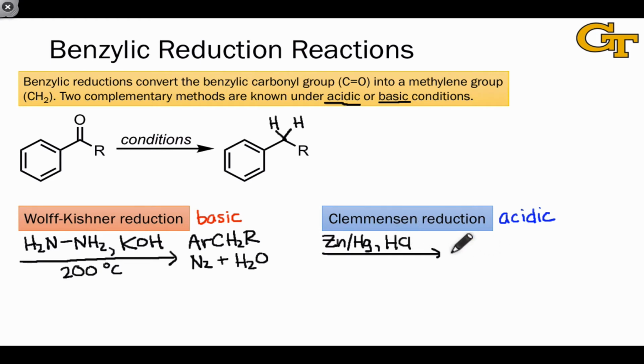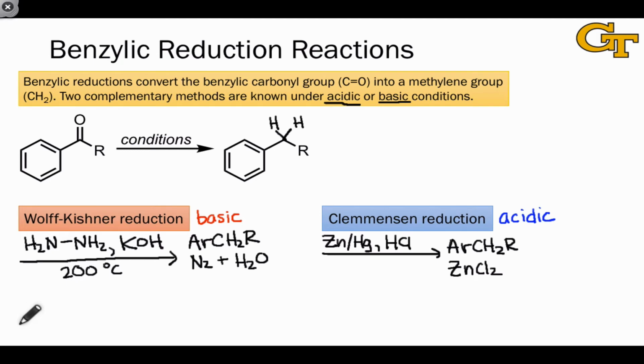And here, the products include, once again, the reduced primary alkyl aromatic compound, ArCH2R, along with zinc chloride, ZnCl2. One interesting point about this byproduct is that this contains zinc in the +2 oxidation state, showing that zinc, which started as zinc metal in the zinc-mercury amalgam, has undergone oxidation, as it must if the organic substrate undergoes reduction, as we showed previously.